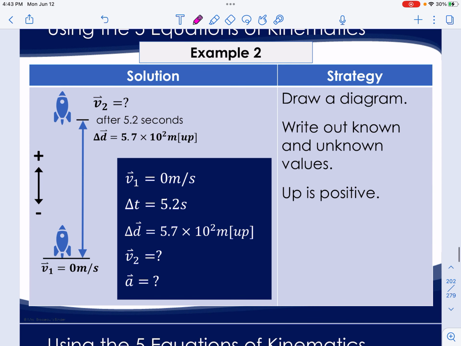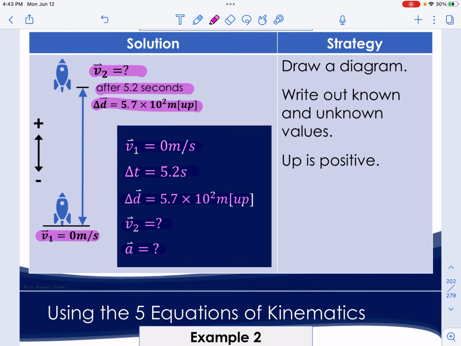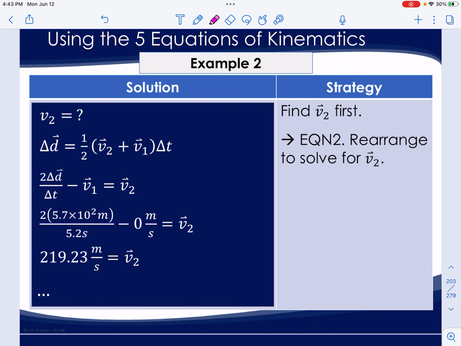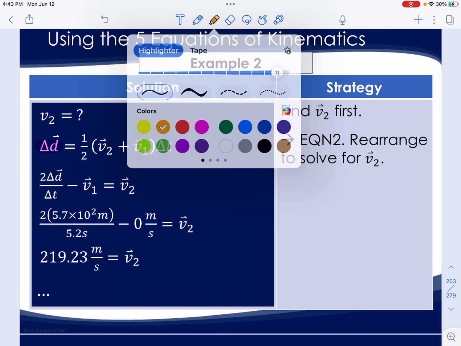So if we look over here, here's our diagram. It's initially 0. Here we don't know what this is. We know the time is 5.2 seconds. We know the displacement is 5.7 times 10 squared. And so here we have all these, and we're looking for these two things. So we're probably going to have to do it in 2 different steps. When we solve for v2, we have our delta d, we have our delta t, and we have our v1. So we can plug in that equation and solve for v2.